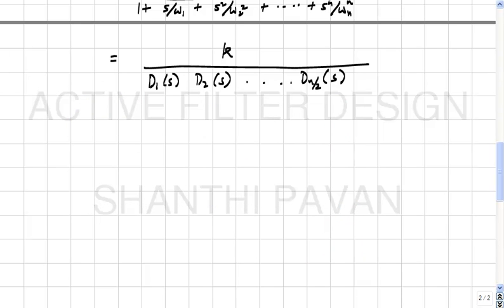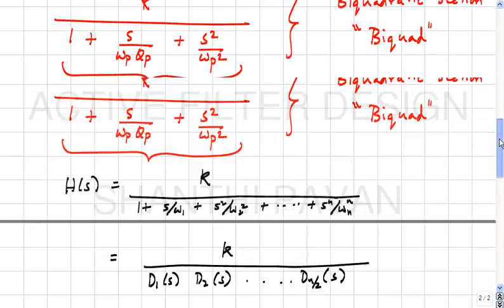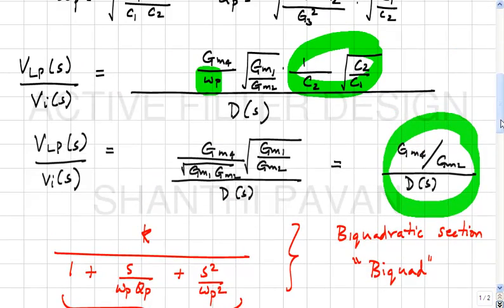So then how is it that you say you will cascade these biquads? Where is the voltage controlled voltage source? I don't see any voltage controlled voltage source. Oh, you can put. Okay.